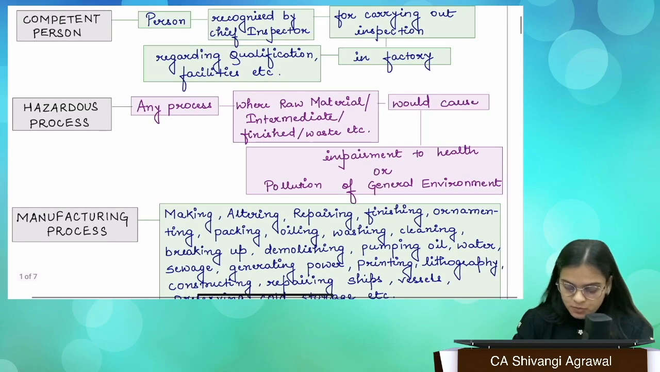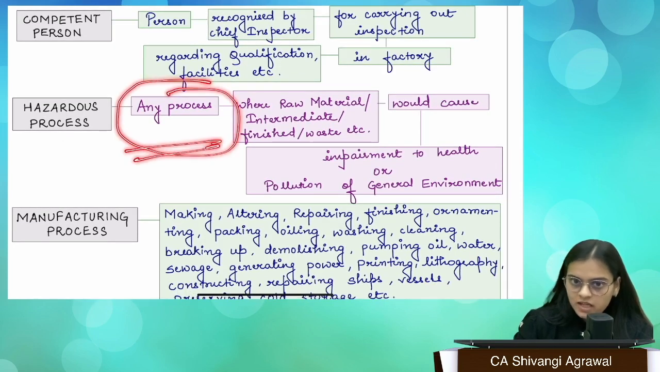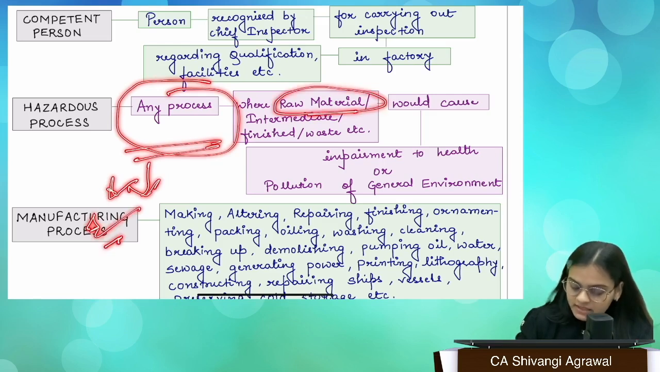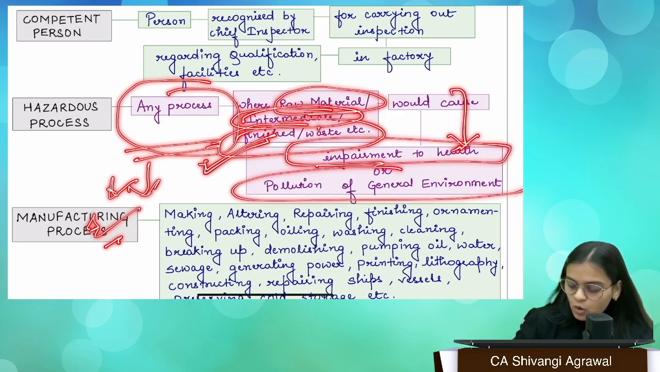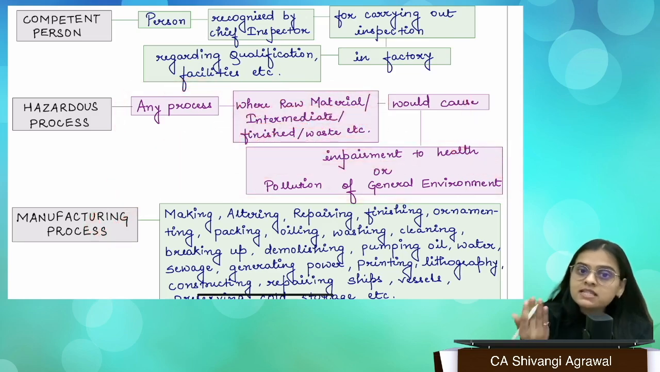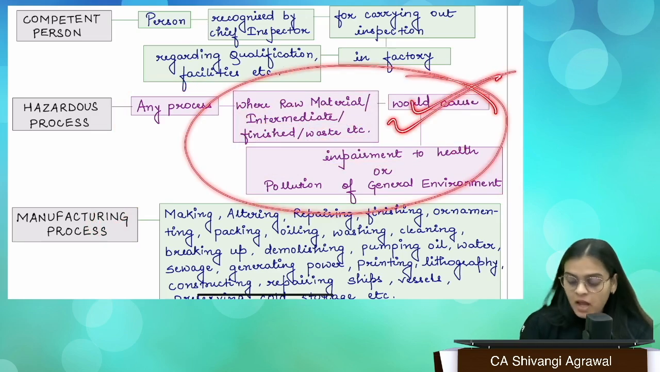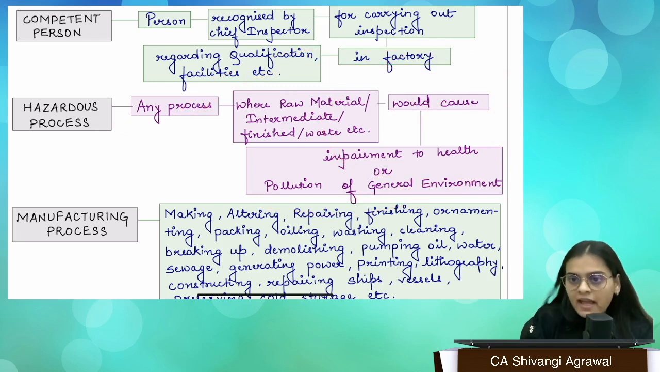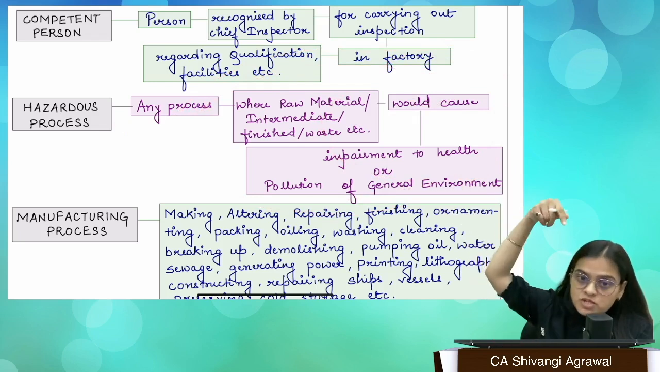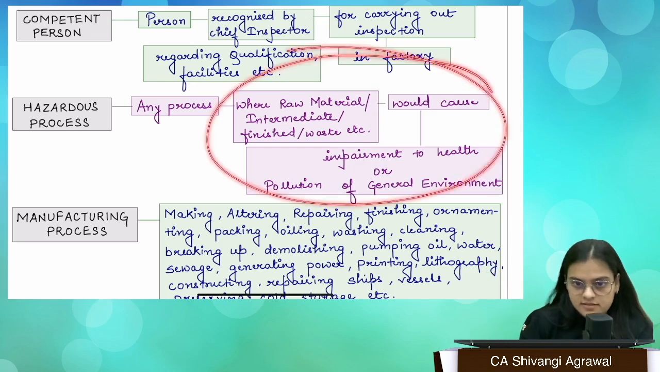Okay, so a hazardous process is any process or activity specified in the First Schedule, wherein the raw material, the intermediate goods, the finished goods, or any waste or effluents being generated would cause impairment to health or pollution of the general environment, and that is why we need to take special care. Unless special care is taken, this would happen, but we don't want this to happen. That is why we take special care. So what is a hazardous process? Any process specified in the First Schedule which, unless special care is taken, would result in this.